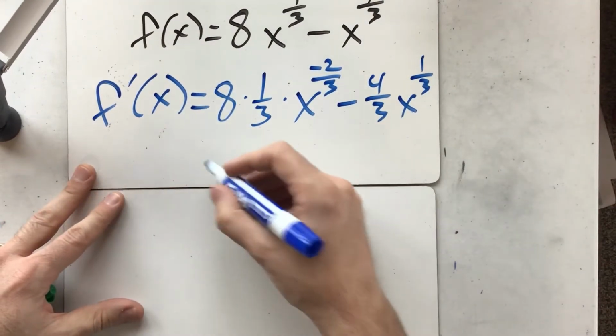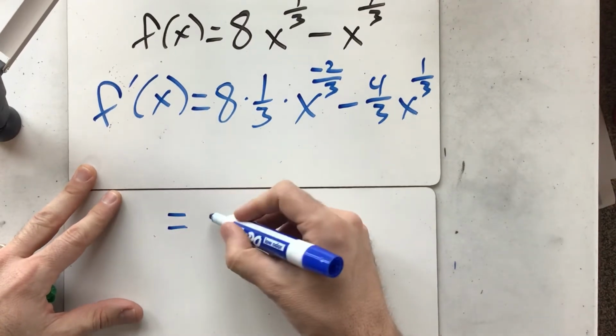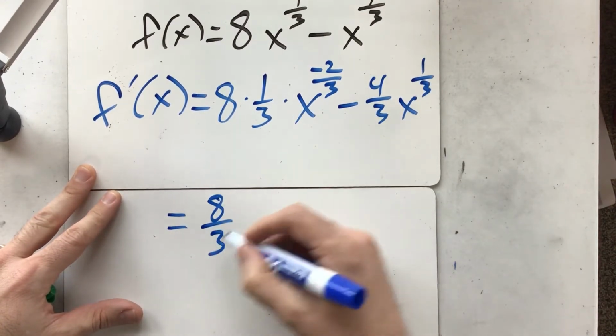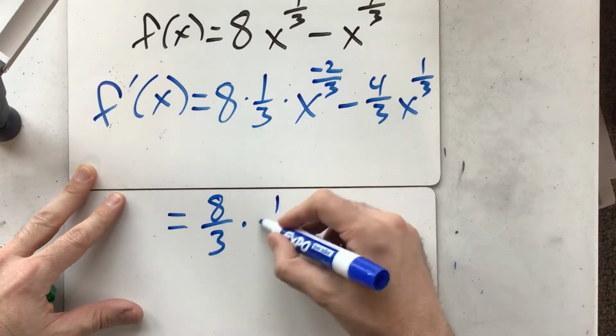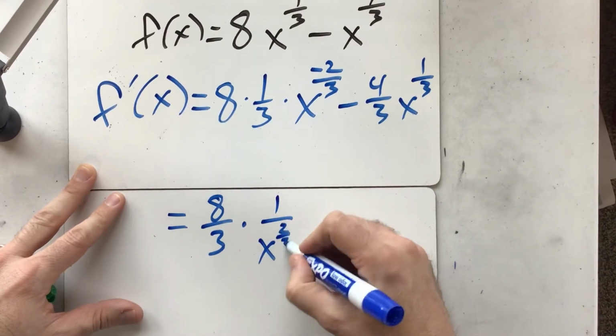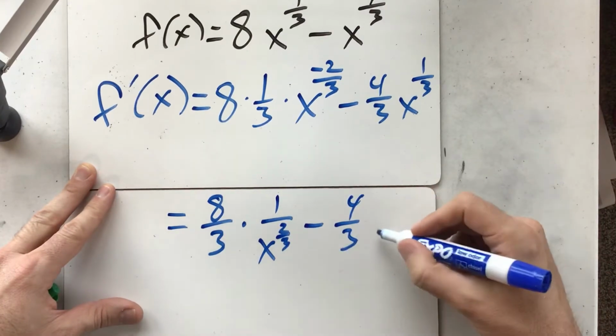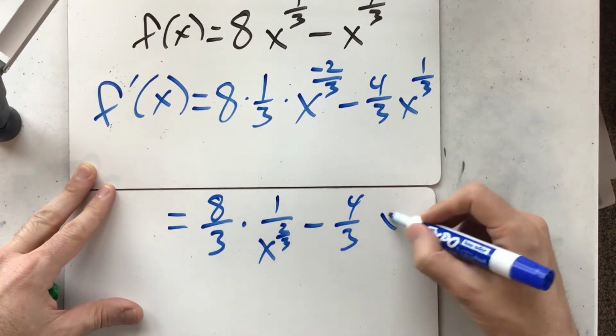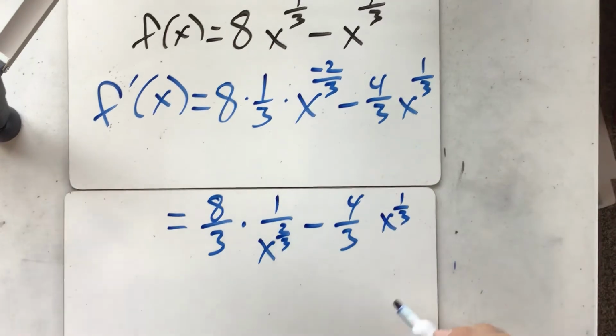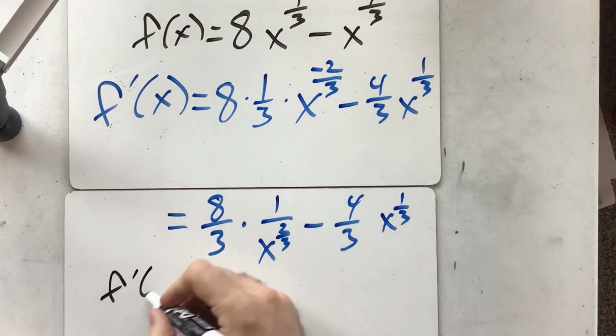So let me rewrite this one more time. I'm going to rewrite this as 8 divided by 3 times 1 over x to the 2/3, because that's what the negative sign means, minus 4 over 3 times x to the 1/3. Now first, I want to notice, where does f prime of x not exist?